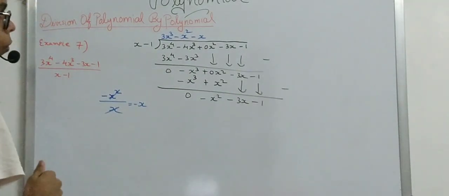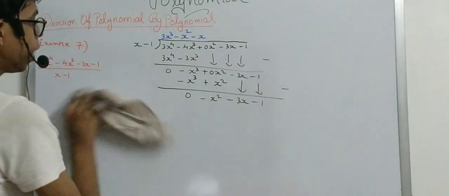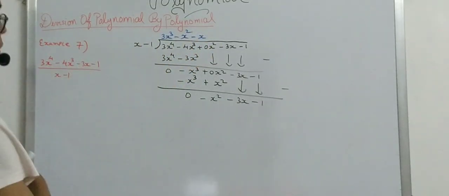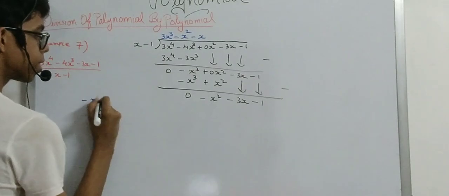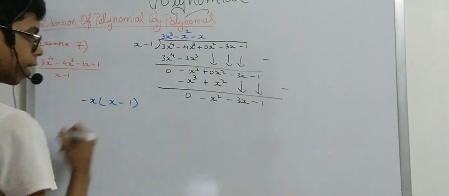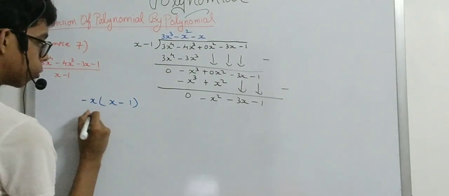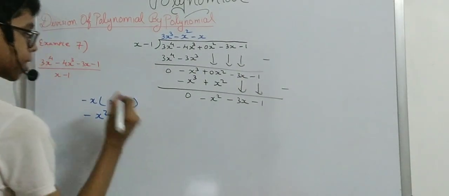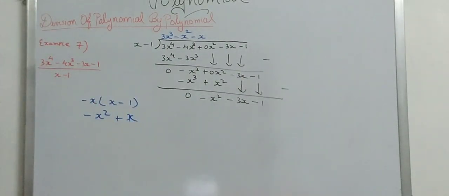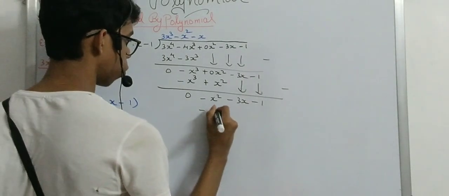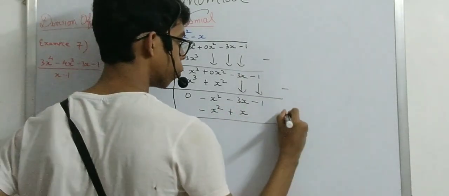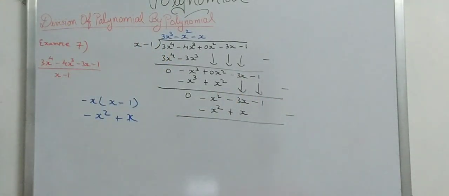Now what should you do? We have to multiply this third term of the quotient with the divisor. So minus x into x minus 1. When you open the bracket you will get minus x square plus x. Okay, copy it down over here. So minus x square plus x. Again what should you do? You should do the subtraction over here.